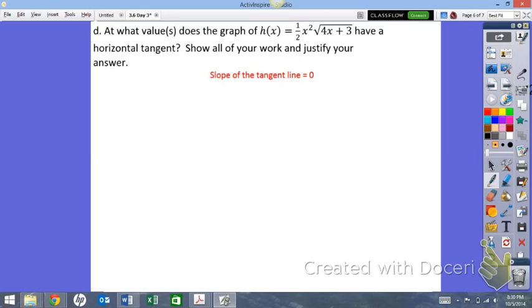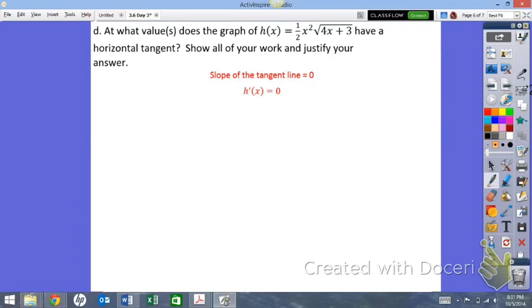And so I basically just want to say, okay, well, the calculus term for a slope of the tangent line is the derivative. So I'm really looking for where h prime of x is equal to 0. So first thing I need to do is find h prime. So h is a product. I have 1/2 x squared times the square root of 4x plus 3. So I need to do product rule.